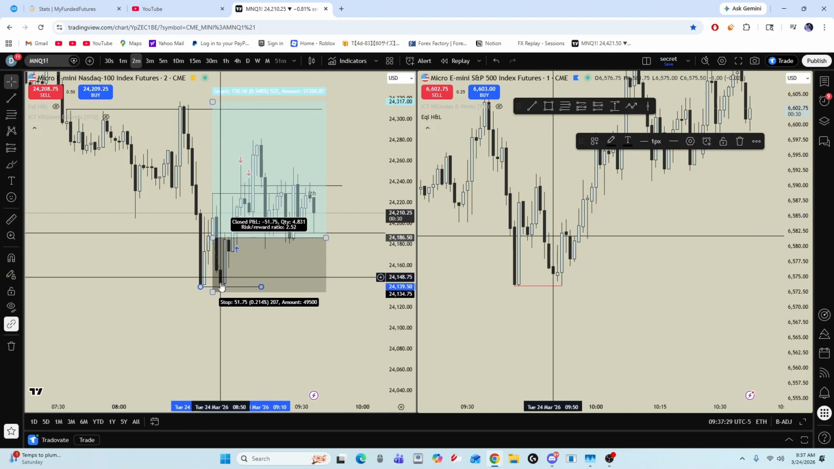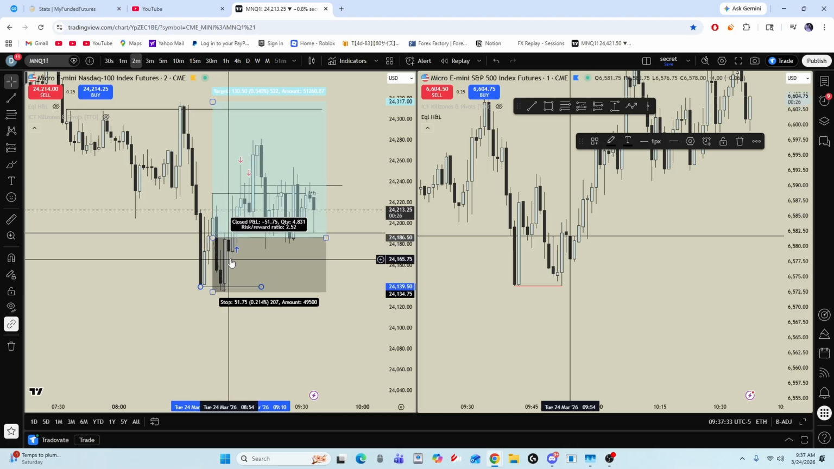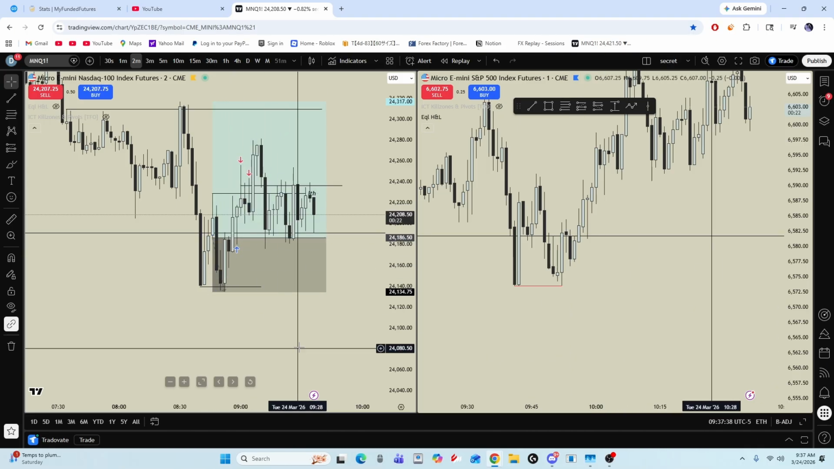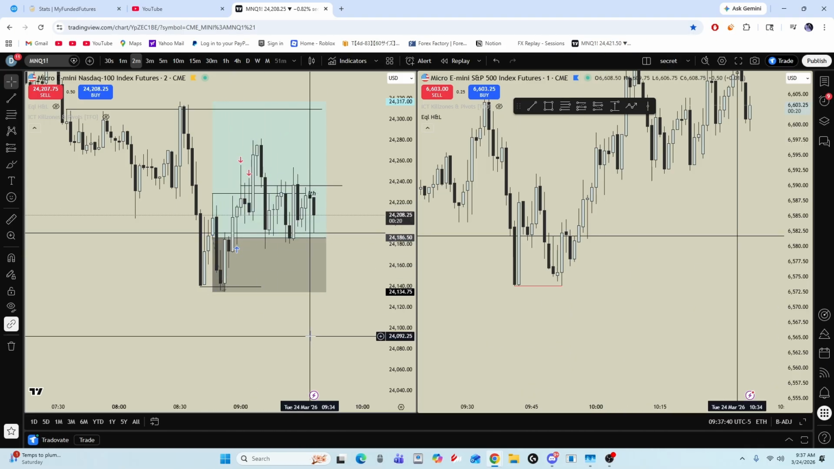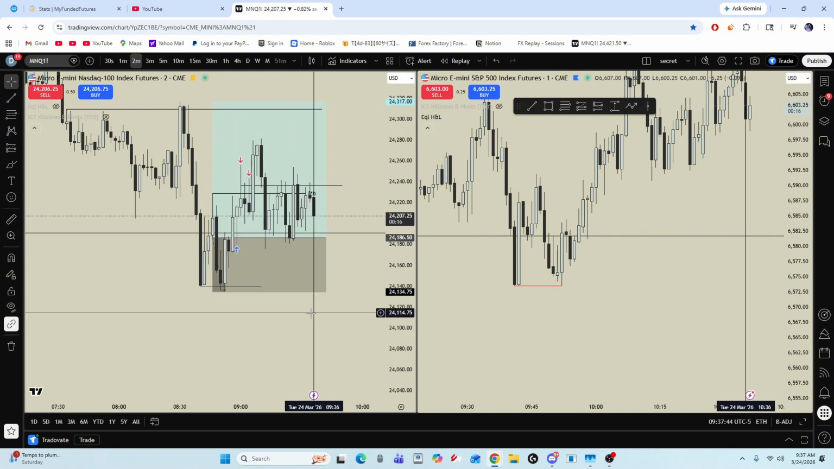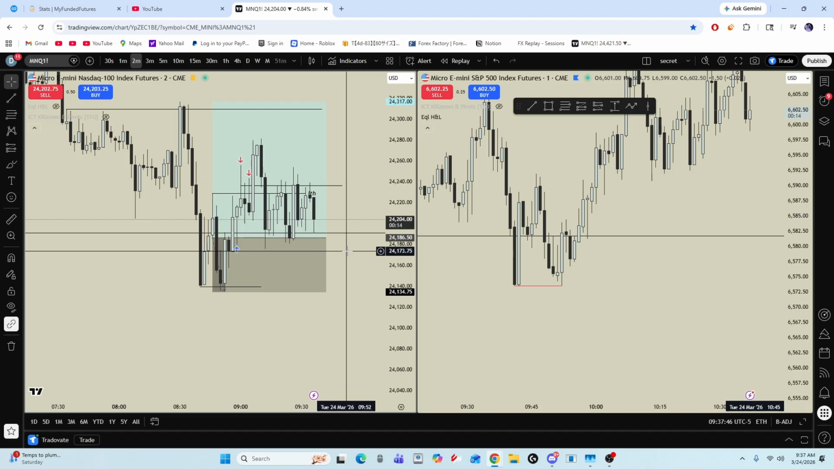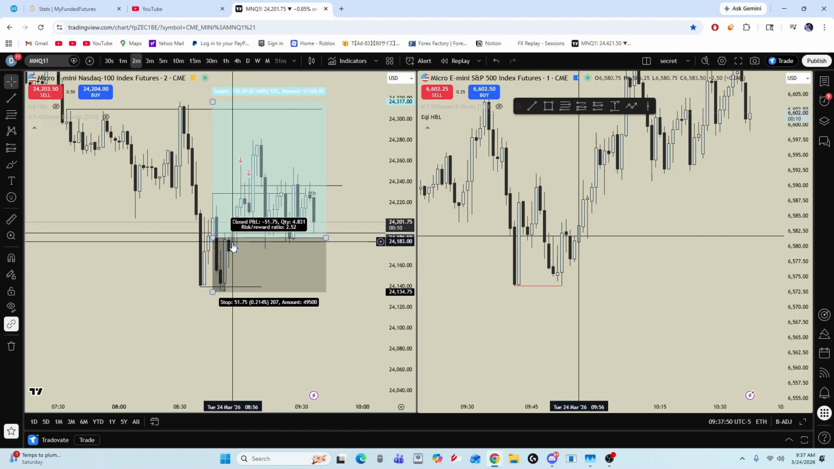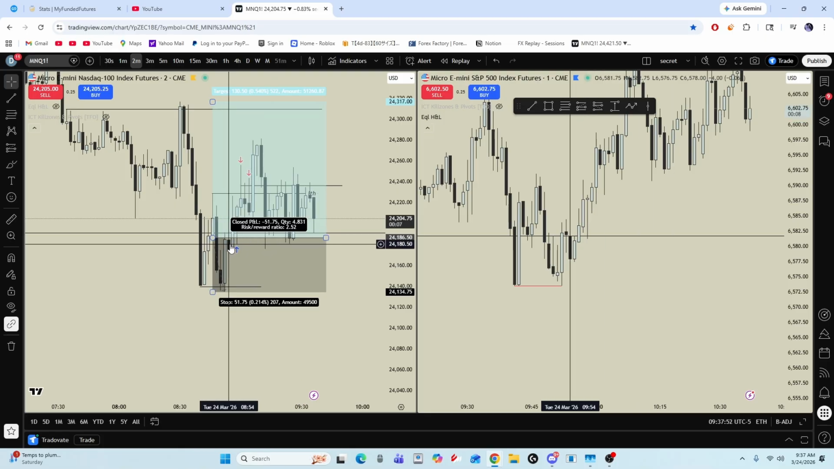Nice. So we get the sweep. We get a nice V-shaped recovery, and then we start chopping around here. So originally I wanted to see the 1 minute just automatically get inversed, and then take my entry right here. Didn't happen. This kind of made me a little on edge about the play in general, but I was on the 2-minute watching the whole time, and then I see this candle close right here.